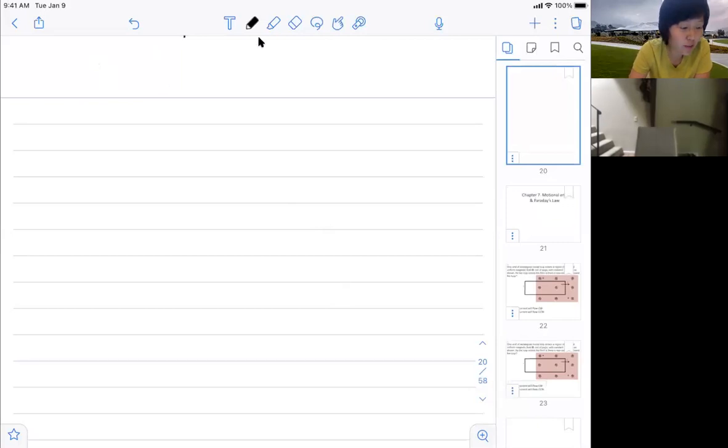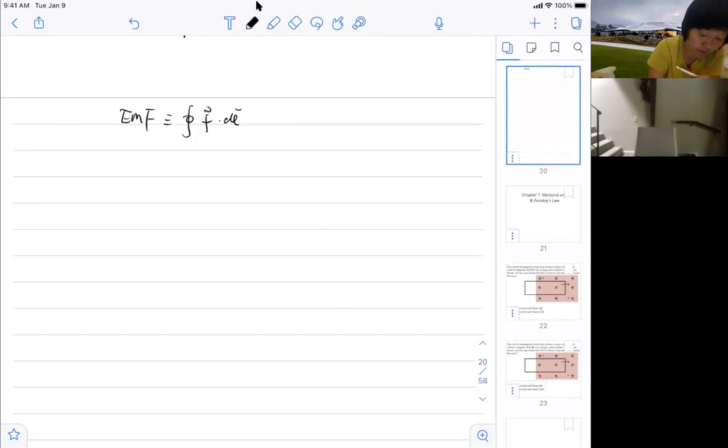So today we will continue to talk about the EMF, and in particular, we will talk about motional EMF and relate that to Faraday's law. Previously in our class, we have talked about the EMF being defined as the line integral of this force per unit charge. This force is what is driving the current in the circuit.